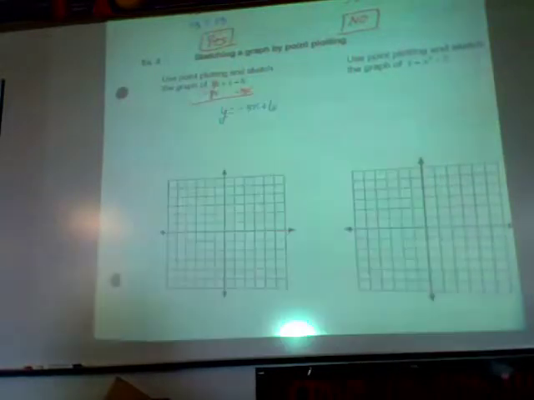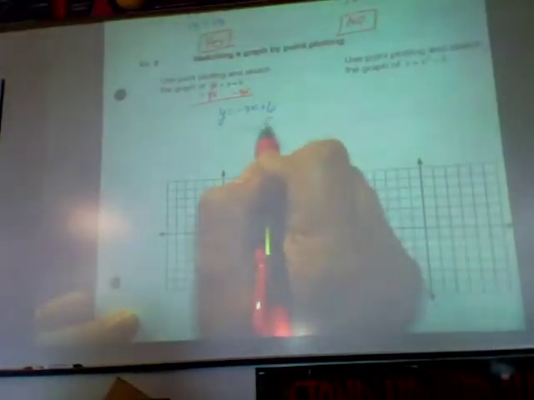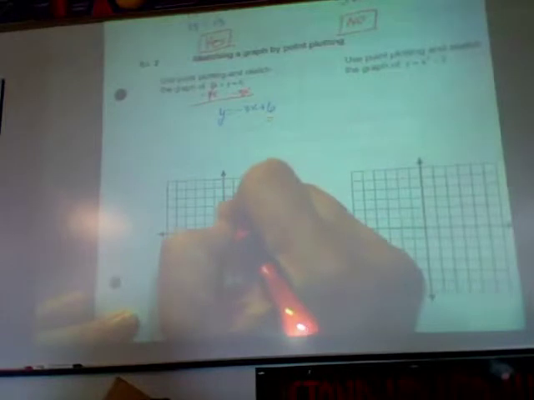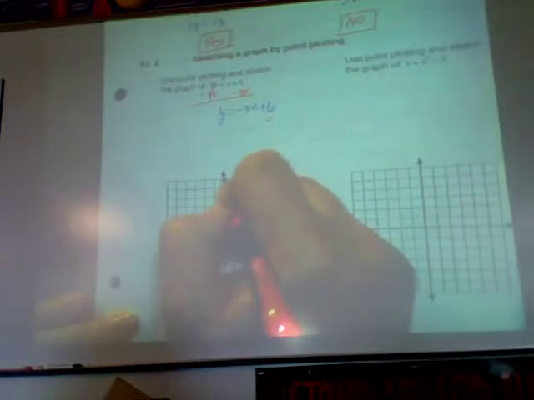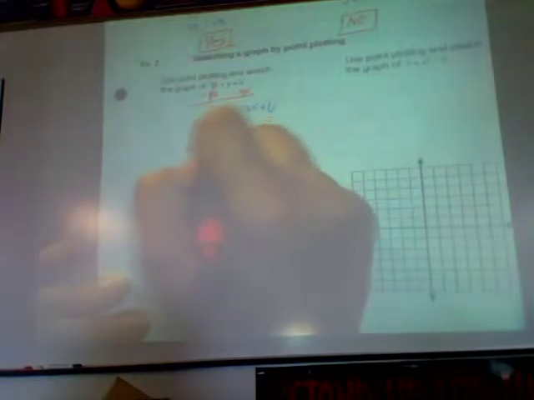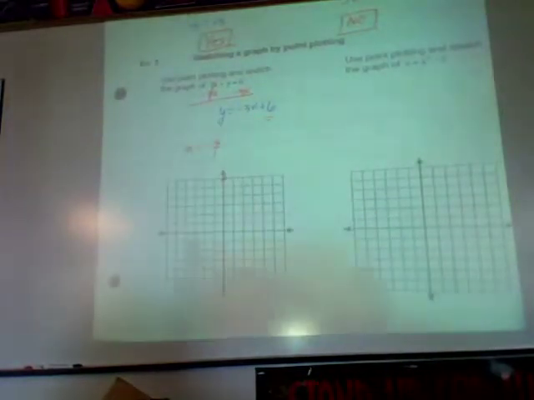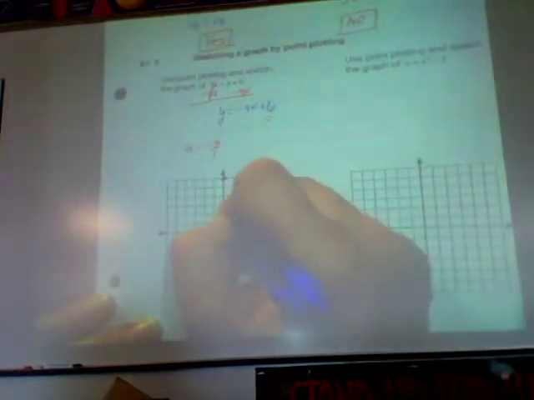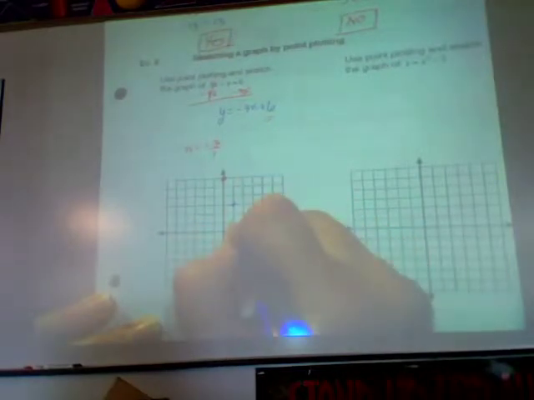Now, couldn't you do an xy table? You could do that. You still have to solve the equation for y, even if you're doing an xy table. So where does this equation cross the y-axis? At +6, right? So 1, 2, 3, 4, 5, 6. So way up here. What's my slope? Yeah, so I'm going to make it -3 over 1. That means I'm going to go down 3, to the right 1, and I'm going to cover the entire grid.